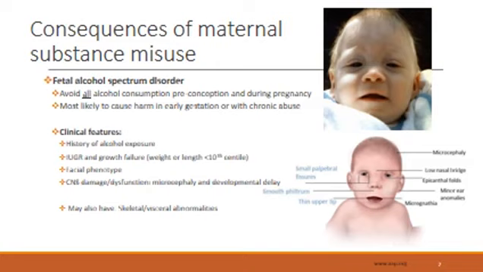The central nervous system damage or dysfunction is exhibited by measuring the head circumference and plotting it on the growth charts. You should see microcephaly, and as the child then grows up, there will be developmental delay. They might also have other systems affected, and it can lead to skeletal and visceral abnormalities. So it's good to screen for those other systems as well.